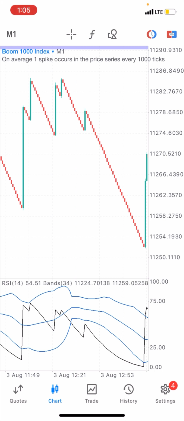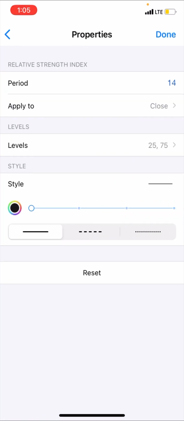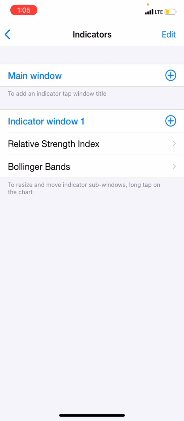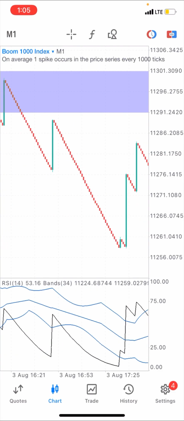Okay, so quickly, guys, let's go to the indicators and show you guys what we have. We just have 2 indicators here, just the Relative Strength Index of period 14 applied to close. Levels, you have 25 and 75. Okay, and that's just what you need on this particular indicator. And then the next one is the Bollinger Bands, and then we have period 34, shift 0, deviations 2. You can just put 2 there and then apply to close, and that's just what we need for these guys. This is quite easy.